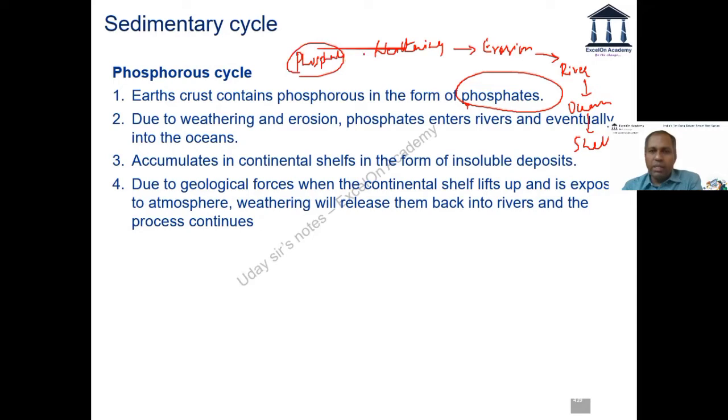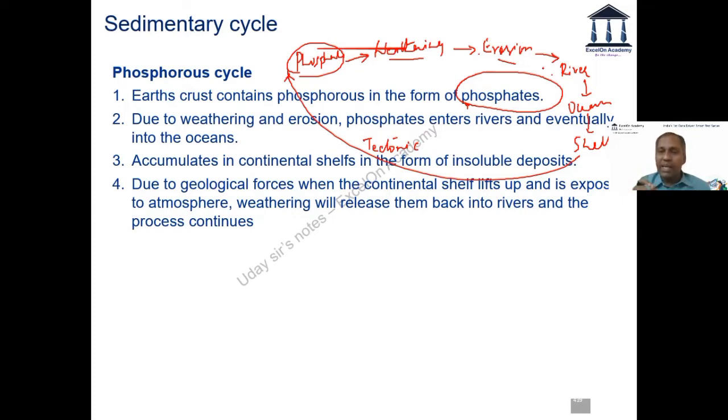Then there is weathering, then erosion, river, ocean, continental shelf, and if there is a tectonic shift, what happens to the continental shelf? It rises above. Once it rises above, it becomes a phosphate rock itself, which is again subjected to weathering and erosion. The same process continues. So this is your simple phosphorus cycle.